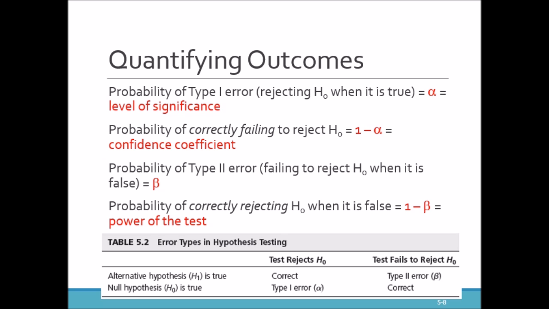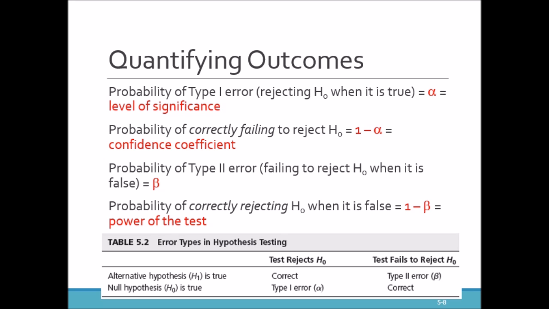Then there's the probability of correctly failing to reject the null hypothesis, which is our confidence level. That's 1 minus alpha. So we go 1 minus alpha to get our confidence coefficient, or we go 1 minus our confidence level to get our alpha, or level of significance.